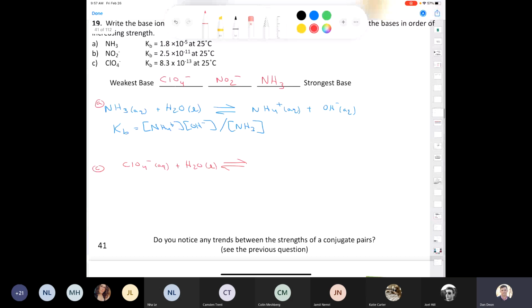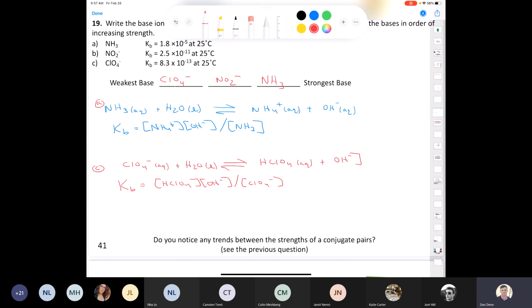Anyhow, so we end up with perchloric acid, and we end up with hydroxide. And so our Kb would be equal to the concentration of the perchloric acid multiplied by the concentration of hydroxide divided by the concentration of the perchlorate ion. It says here, do you notice any trends between the strengths of conjugate pairs?